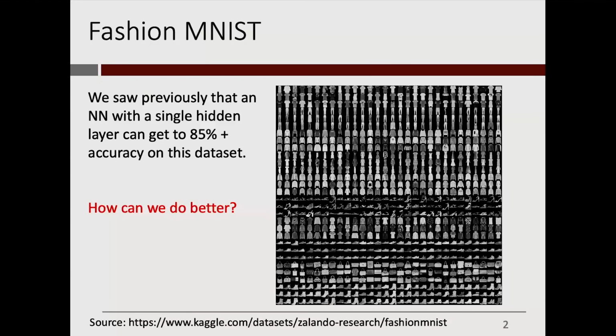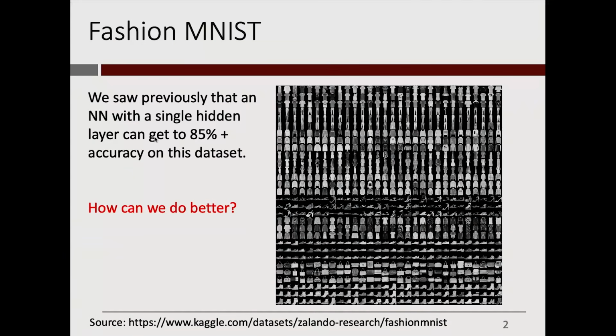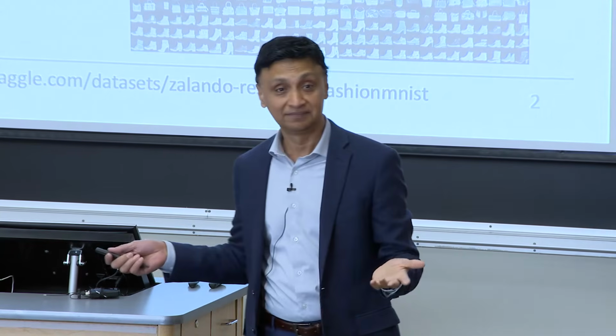So Fashion MNIST, we saw previously, as in the video walkthrough, that a neural network with a single hidden layer can get us to an accuracy in the high 80s, okay? And that network actually didn't know what was coming in was an image, right? It literally took this table of numbers and took each row and concatenated all the rows into one giant long vector and then sent it in. So the neural network did not exploit the fact that the input data was known to be of a certain type, okay? Which is the clue for how we can do better.